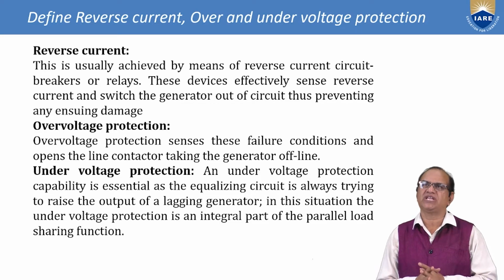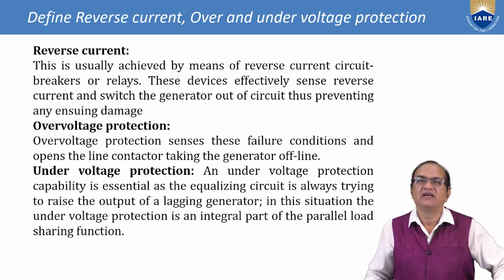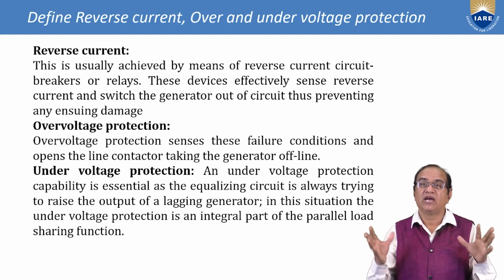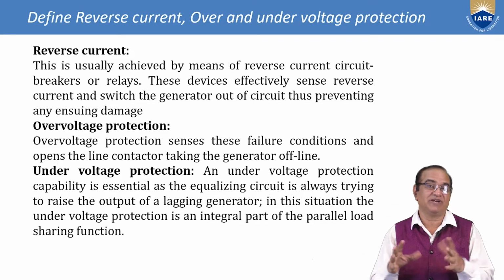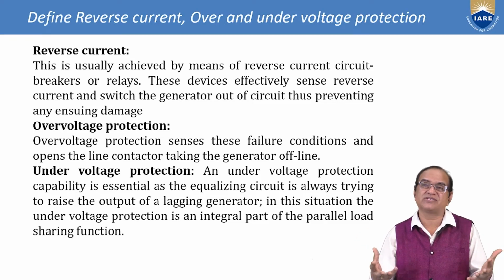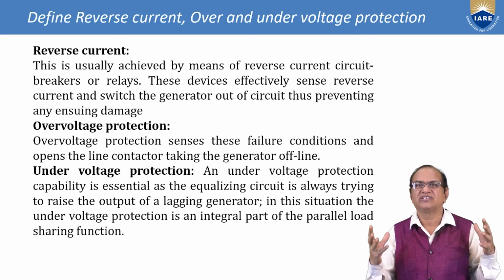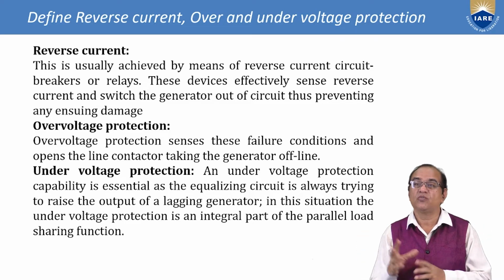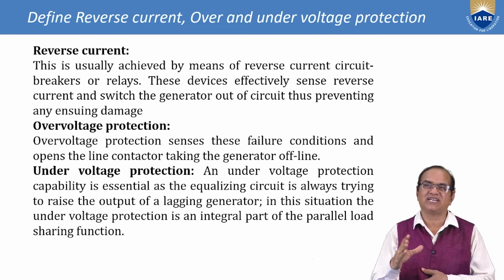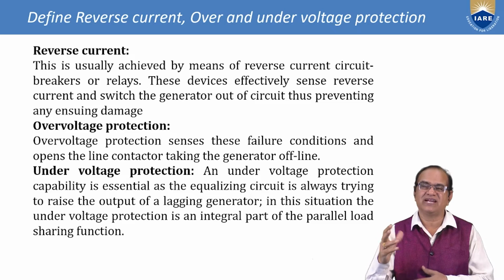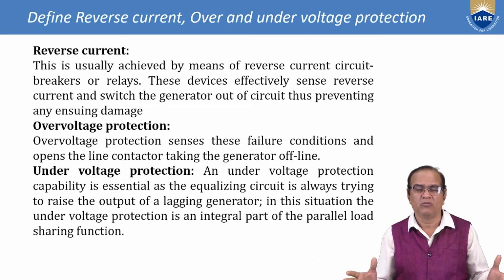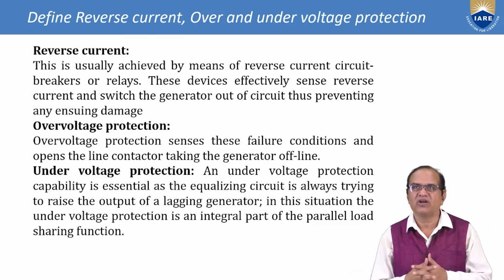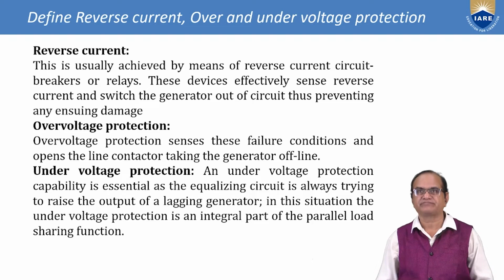So we have to ensure that our generators are safe from reverse current. Also, with over voltage, we have to maintain a constant voltage, but sometimes due to some errors in the system or some short circuit in the system, over voltage may happen. So we should try to protect our generator. We should have some arrangement that breaks the circuit in an under and over voltage situation.